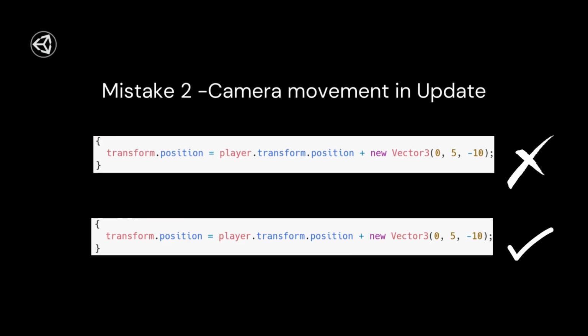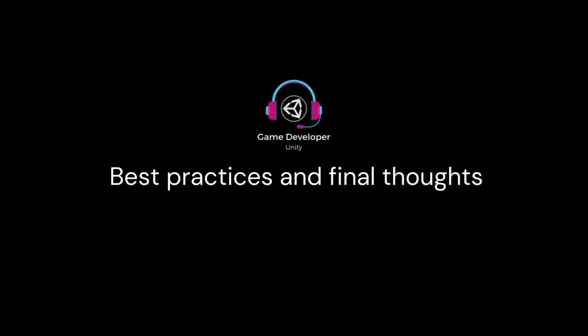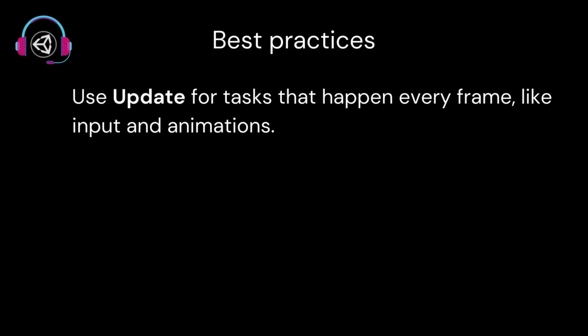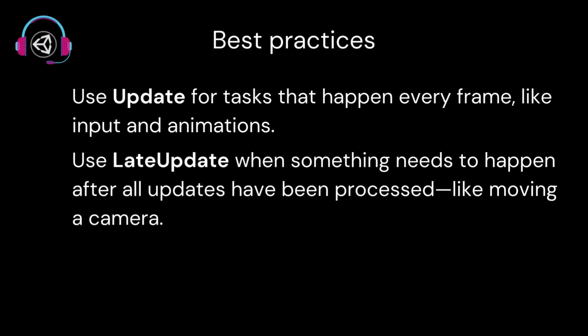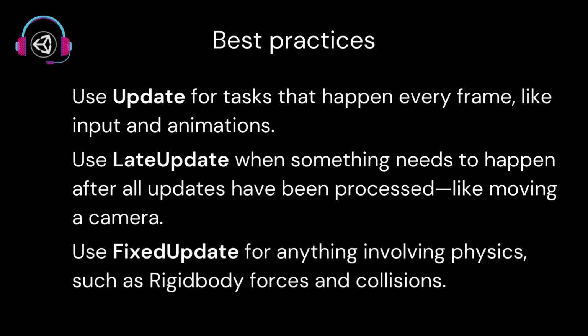Best practices and final thoughts. So, what's the best way to use these update methods in your own projects? Here's a quick rule of thumb. Use update for tasks that happen every frame, like input and animations. Use late update when something needs to happen after all updates have been processed, like moving a camera. Use fixed update for anything involving physics, such as rigid body forces and collisions.